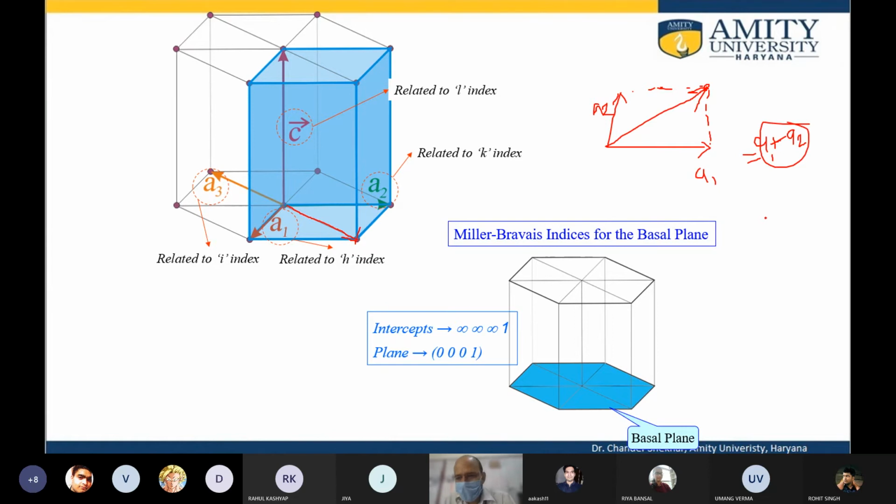But if you take minus A1 plus A2, then this plane is rotated by 180 degrees and we have A3. Okay, so from the Miller indices of the primitive unit cell, we can actually calculate the Miller-Bravais indices, which are basically very useful in deciphering the hexagonal lattice crystal structure.